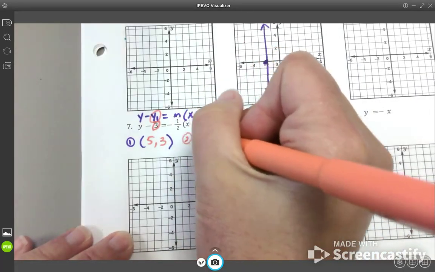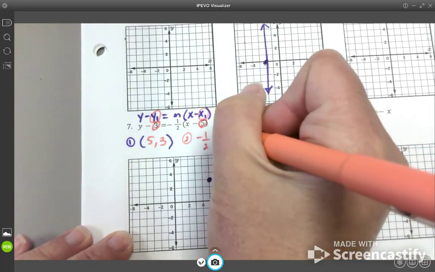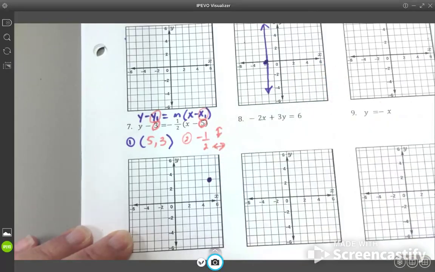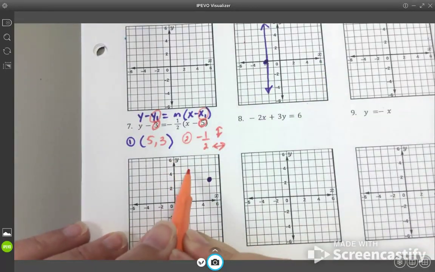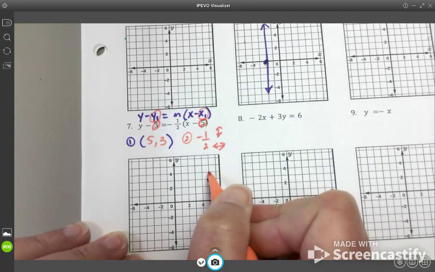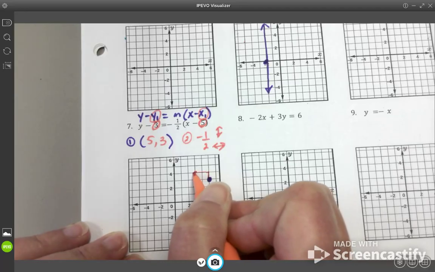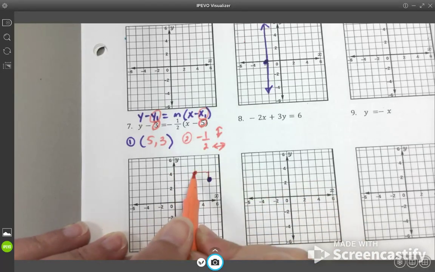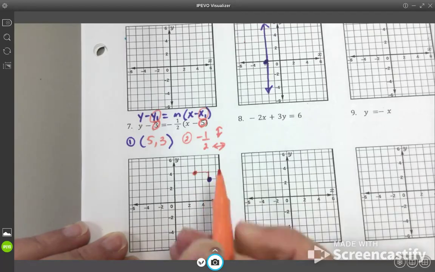And then step 2, I use my slope. So my vertical change is 1, my horizontal change is 2, my line needs to be going down, so I'm picturing which way it's going to go so that I use the slope correctly. So vertical change of 1, horizontal change of 2, so if I go there, that would be my negative slope.